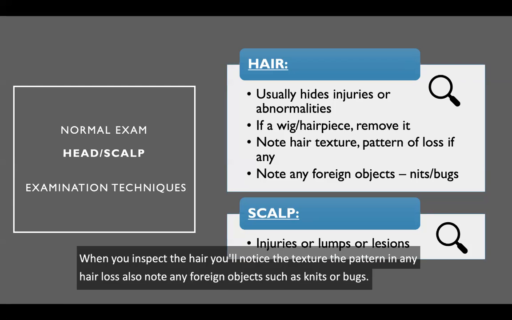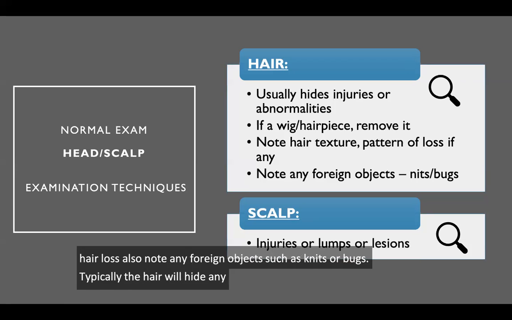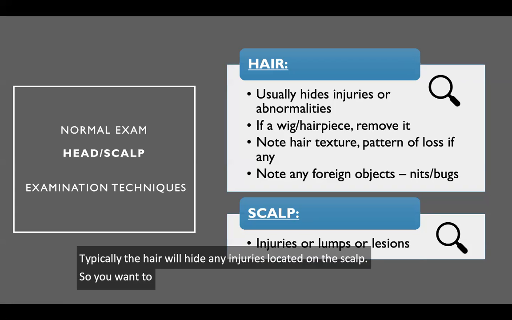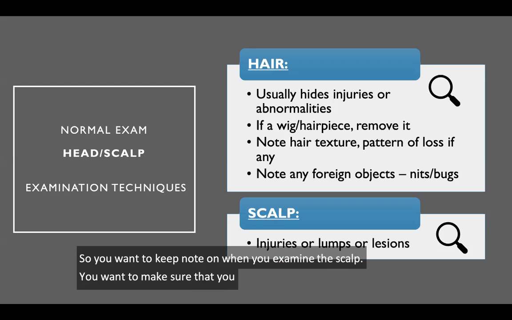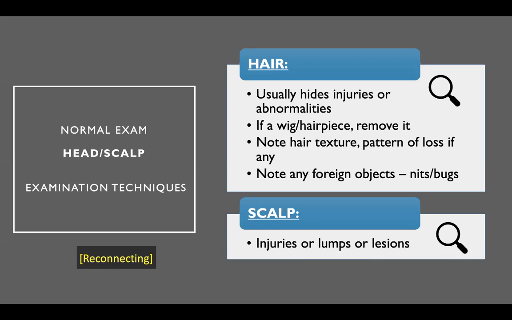Typically, the hair will hide any injuries located on the scalp, so you want to keep note when you examine the scalp. You want to make sure that you are able to fully examine it. If there's a hairpiece or wig, you should have it removed. You can kindly ask the patient to remove it herself or himself. Please make sure that they are comfortable with having it removed.